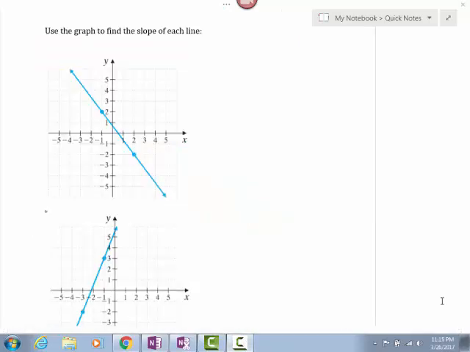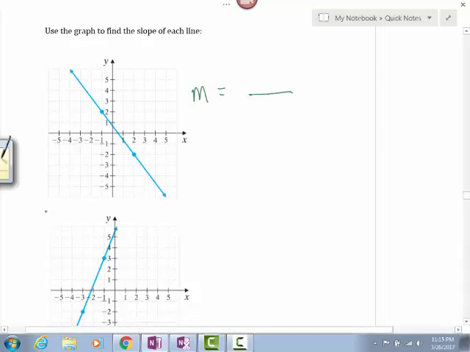All right, so the next problems that I have here say to use the graph to find the slope of the line. Okay, so my first step is I'm going to write down my letter M. Now, just like we were talking about before, if our line goes down, our slope is going to be negative. And if our line goes up, our slope is going to be positive. So in my first problem here, I notice that my line is going downward because as I go from the left to the right, my line is coming down.